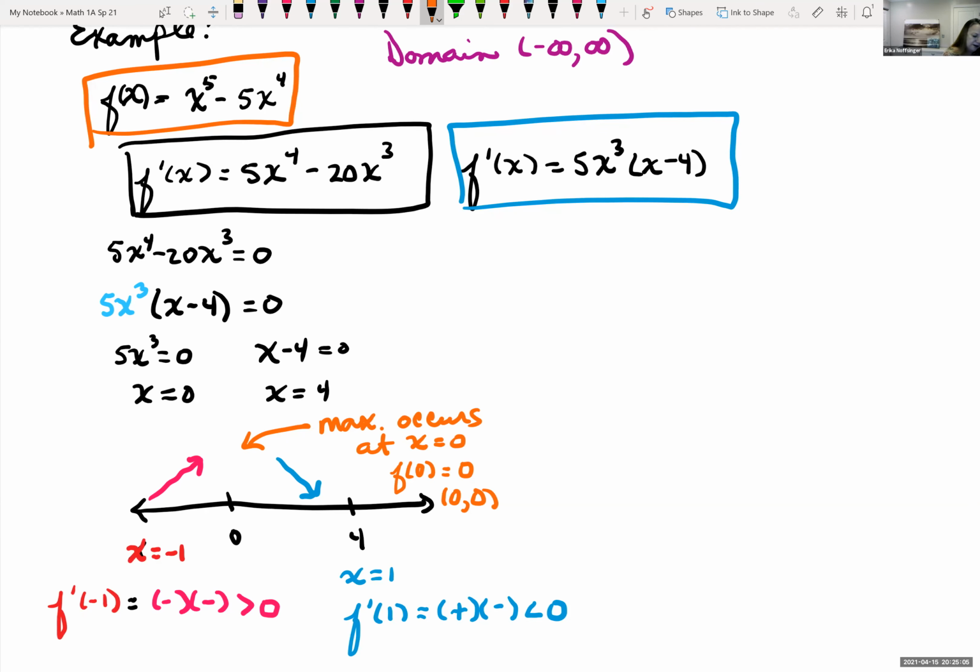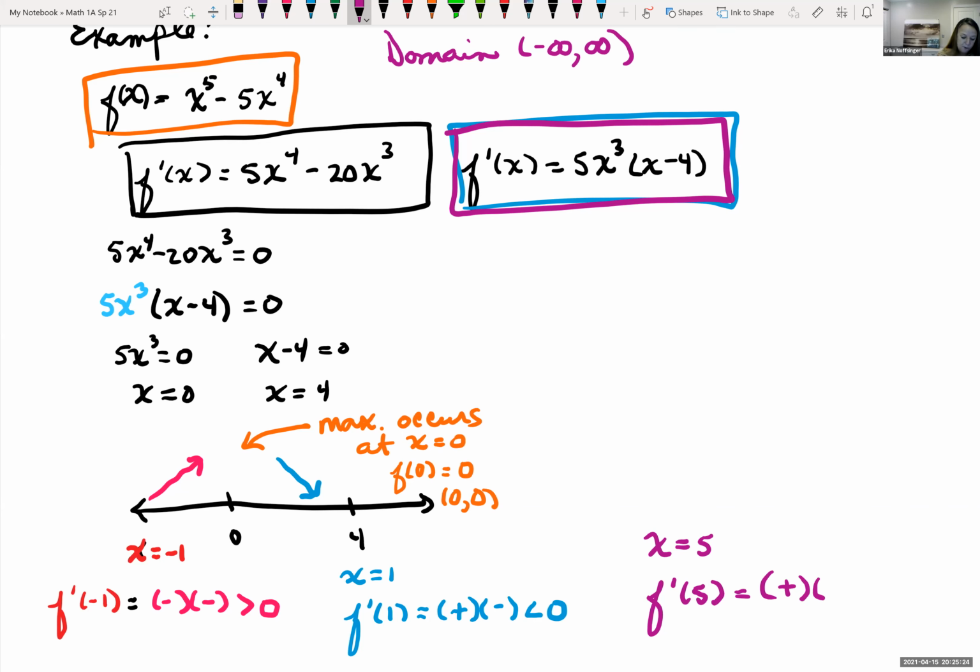Okay, so one more value we have to test, something on the right of x equals 4. So how about x equals 5? Plug it back into the first derivative to see if it's positive or negative. Well, 5 times 5 cubed, that's a positive number, all times 5 minus 4, which is positive. Positive times positive is positive, so it's increasing. So something that goes from decreasing to increasing, we can tell that we have a min value here.